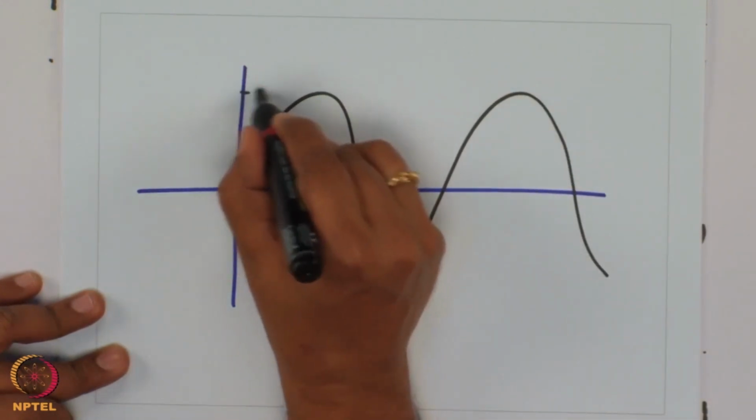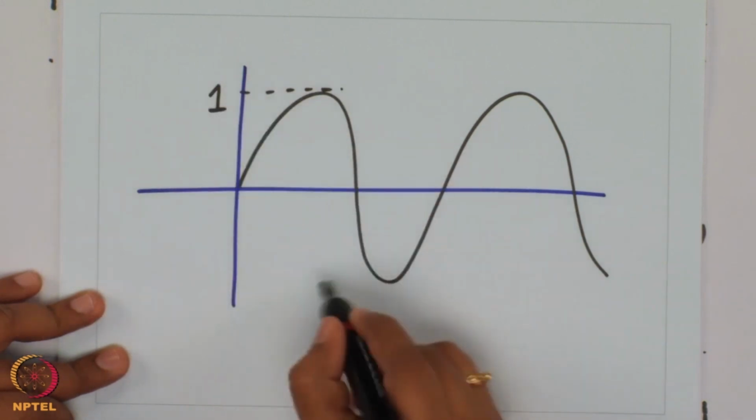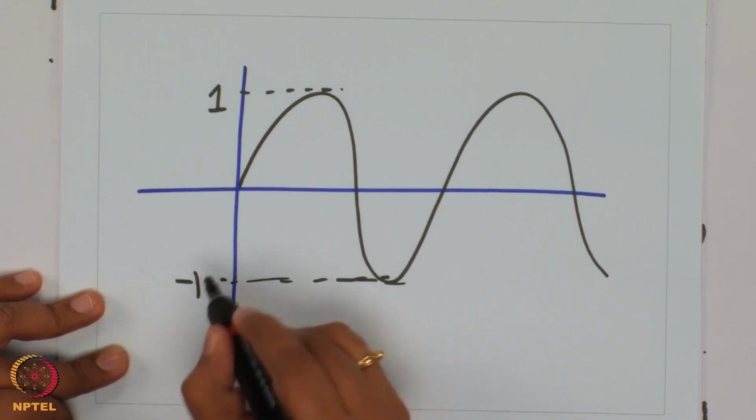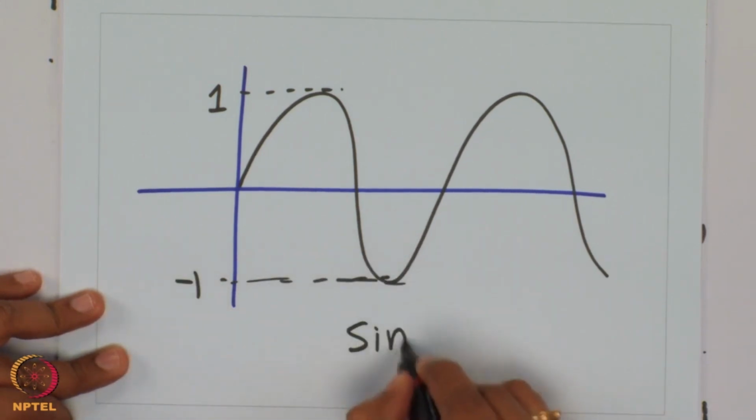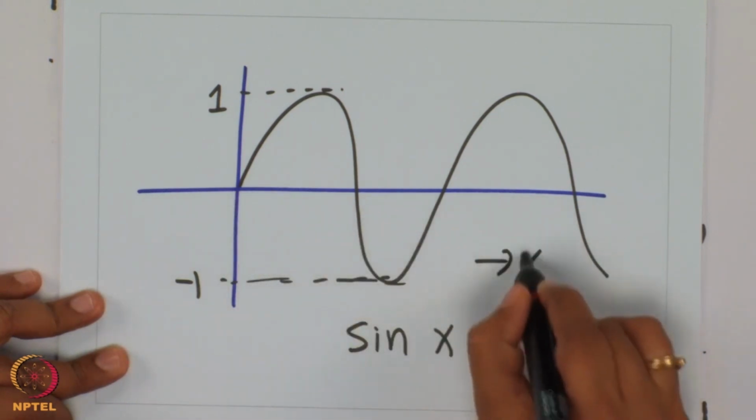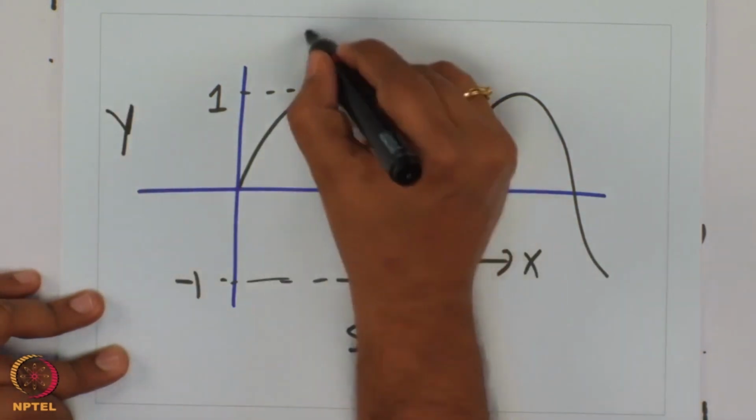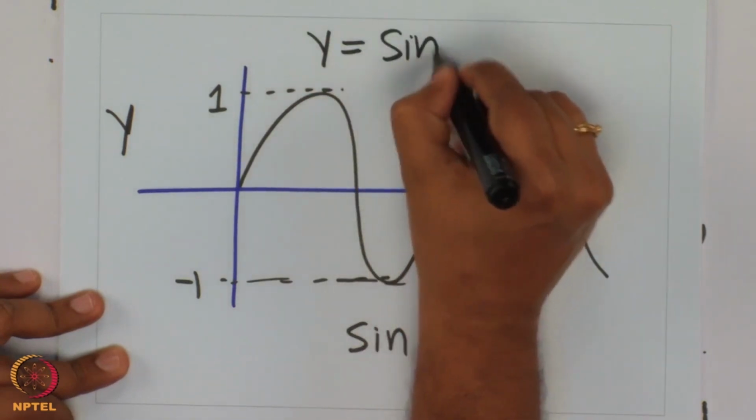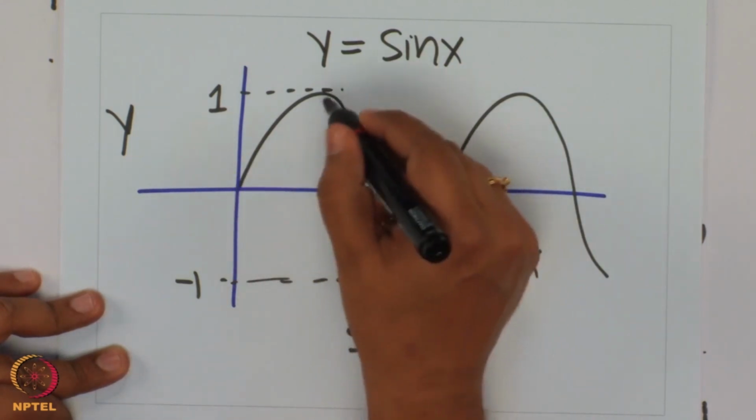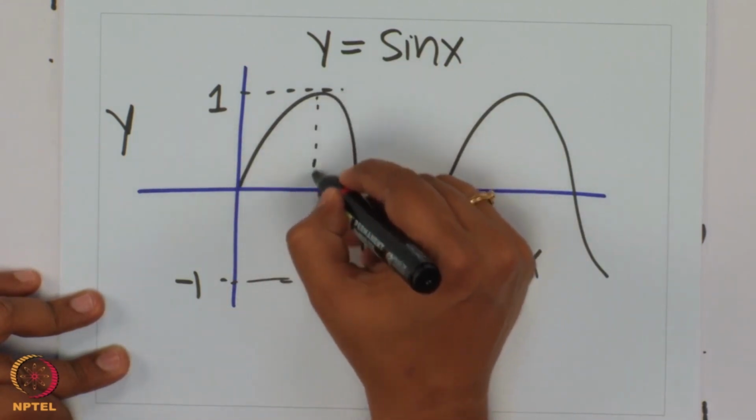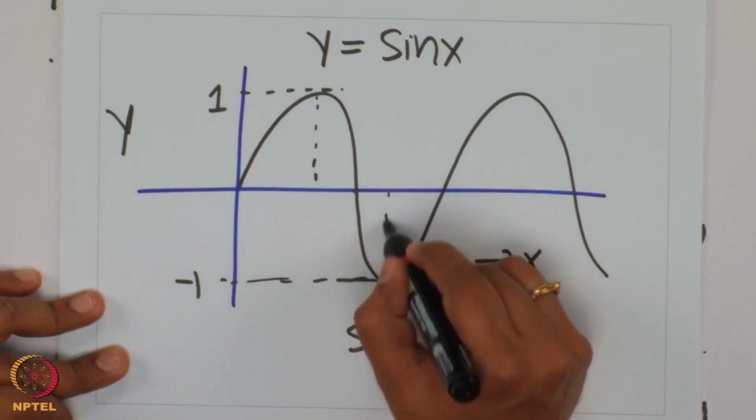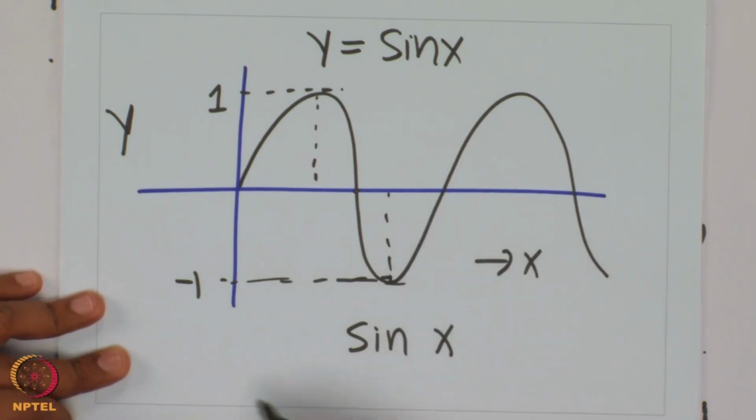So this is plus 1, this is minus 1, and this is your x, and y is equal to sin x. When x is 0, this is 0, and then at some point it will become 1, and at some point this will become 0 again, and at some point it will become minus 1 again.